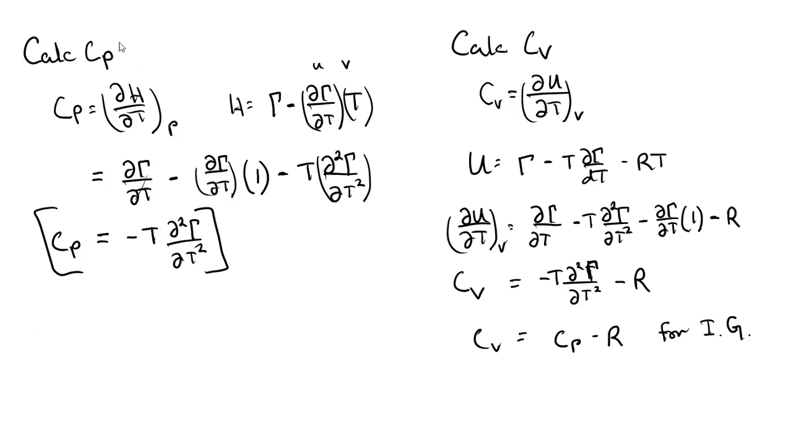But then for Cp and Cv, we just use these very simple definitions. You plug in what you had for enthalpy and for internal energy, and here we finally see something that we have seen before, that for an ideal gas, Cp minus Cv is equal to R. So that is problem 6.5.